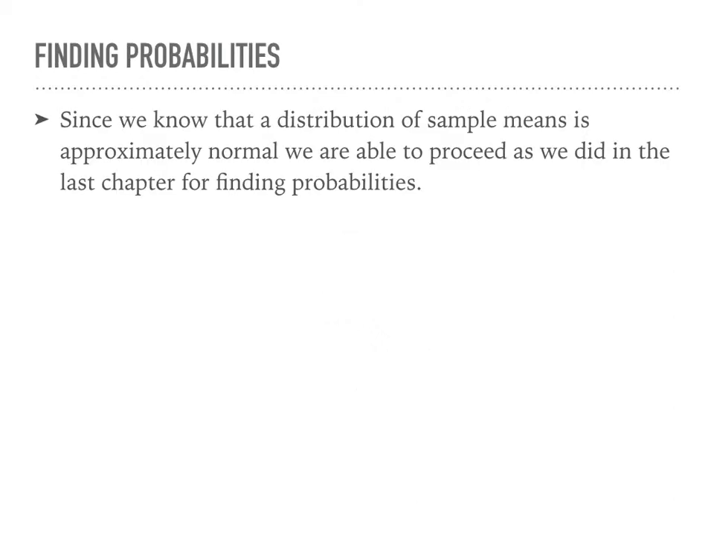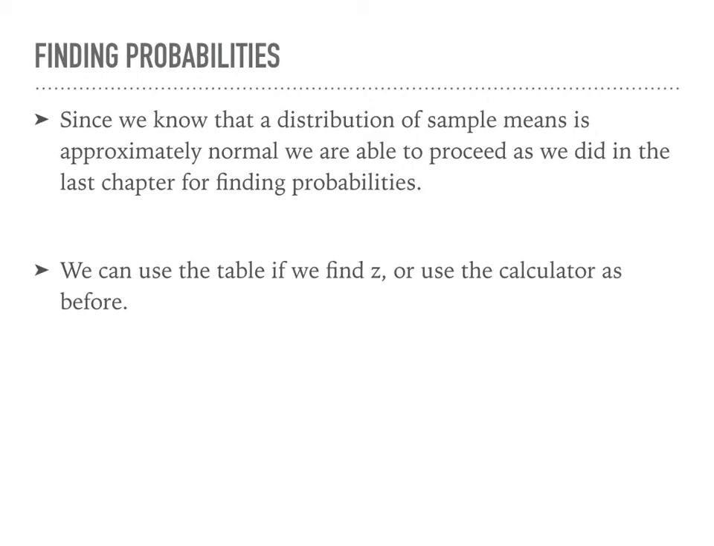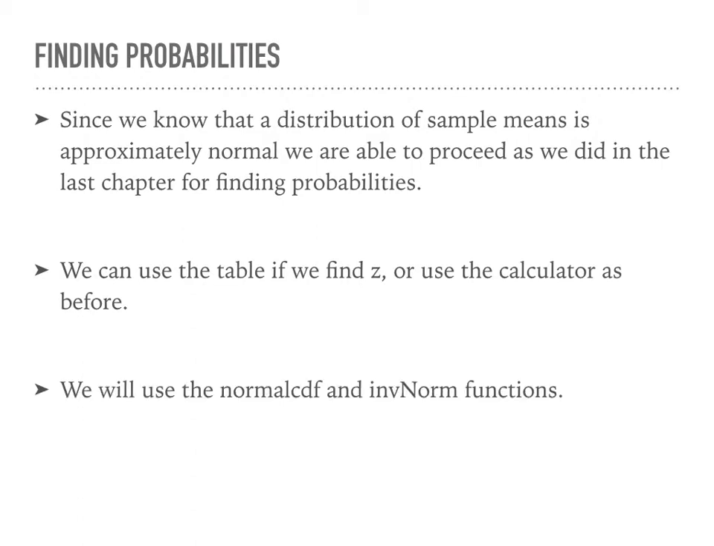Since we know that the distribution of sample means is approximately normal, and we know mu and sigma, we are able to proceed as we did in the last chapter for finding probabilities. We could use the table if we find z, or we can use the calculator as we did before. Again, we will be using the normal CDF and inverse norm functions.